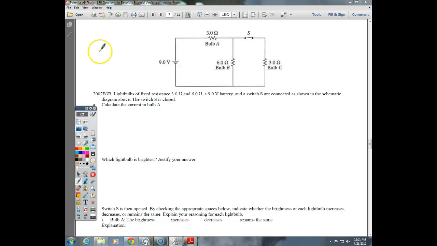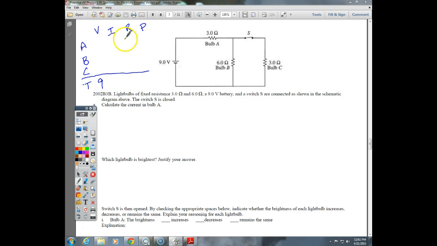Okay, here we go. So to start this one, we need to do a VIRP chart, and we're going to list each one of the bulbs. So we've got bulb A, bulb B, and bulb C. And remember, bulbs are resistors. They slow down the current, and they will take some of the voltage. And so our total is down at the bottom. So there we go. Notice that your total voltage for this one is 9 volts.